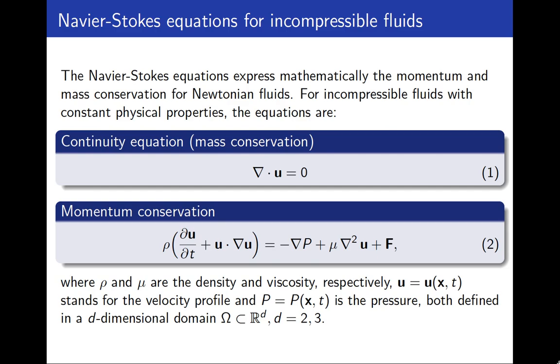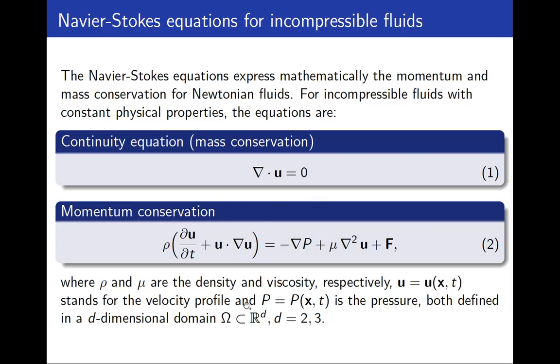And incompressible fluids means fluids such as water, where we do not observe a change in volume. For incompressible fluids with constant physical properties, we have these two equations. The Navier-Stokes equations are a coupled system of partial differential equations. So we have equation 1, which expresses the continuity equation or the mass conservation, which tells us that the divergence of the velocity field of the fluid has to be equal to 0. If this operation is different than 0, we no longer have an incompressible fluid.